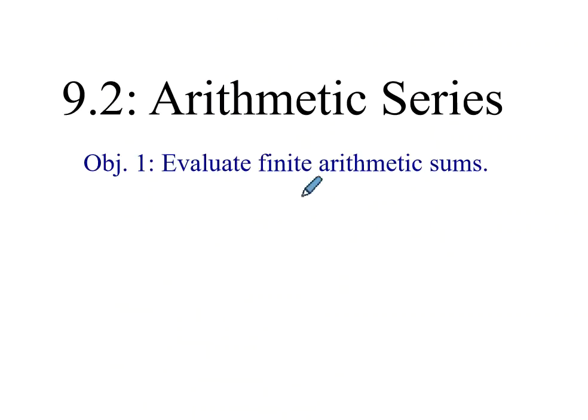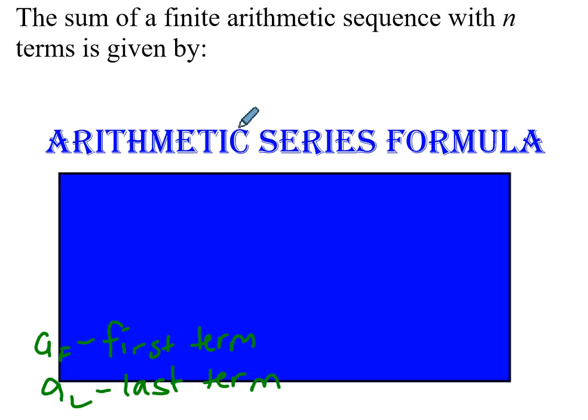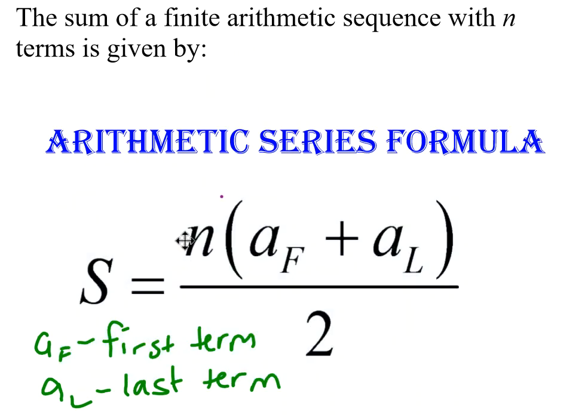All right, and this concludes our lesson on arithmetic series. We have met our objective. We evaluated finite arithmetic sums. We did them forwards, we did them backwards, we did them with variables, we did them with numbers. And as a reminder, just as a closing remark, the formula, in case you haven't internalized it yet, is S equals n times the quantity of AF plus AL, all over 2, where AF represents the first term, AL represents the last term. And sometimes that first term is A1, and sometimes it isn't.